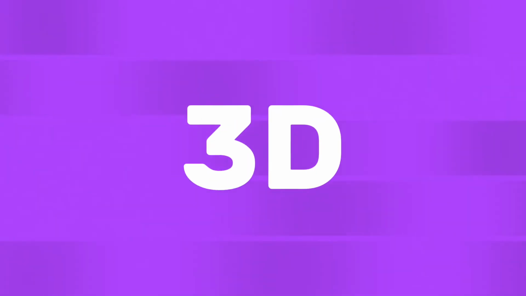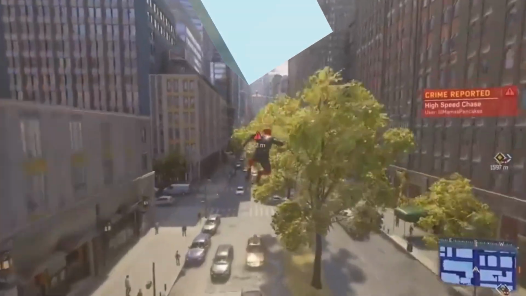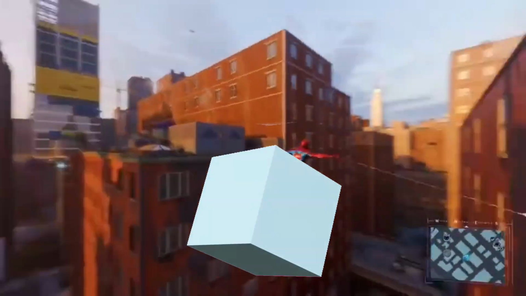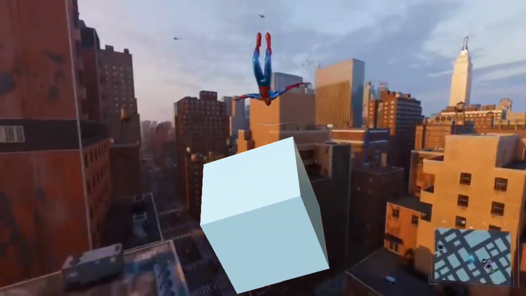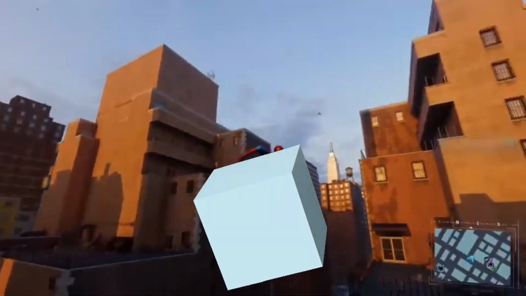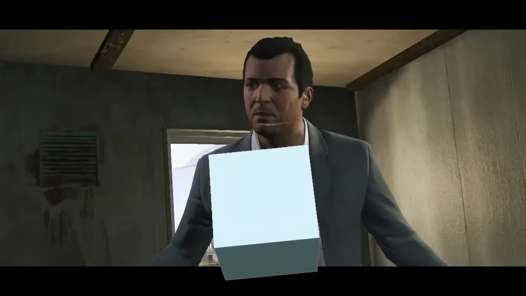Then comes 3D. In 3D, we add an extra dimension on top of length and width, which is height, or as some people call it, depth. This gives the illusion that an object is physically real. Some of the most famous 3D games include titles like GTA and Call of Duty.